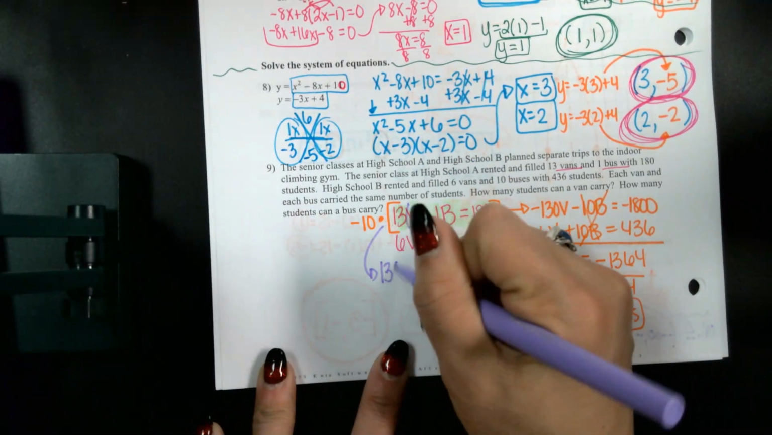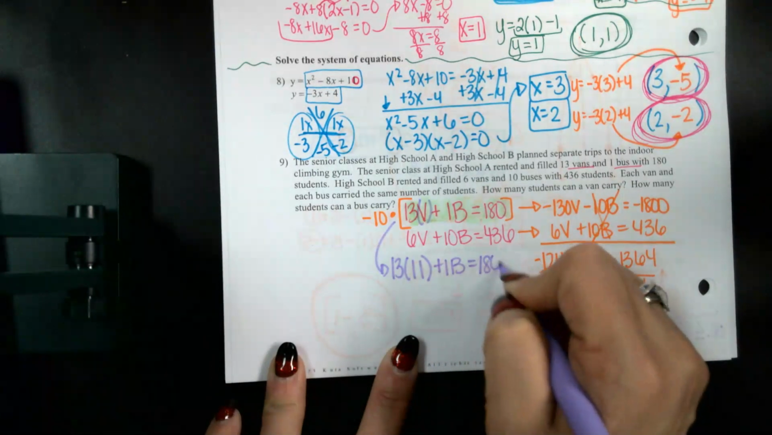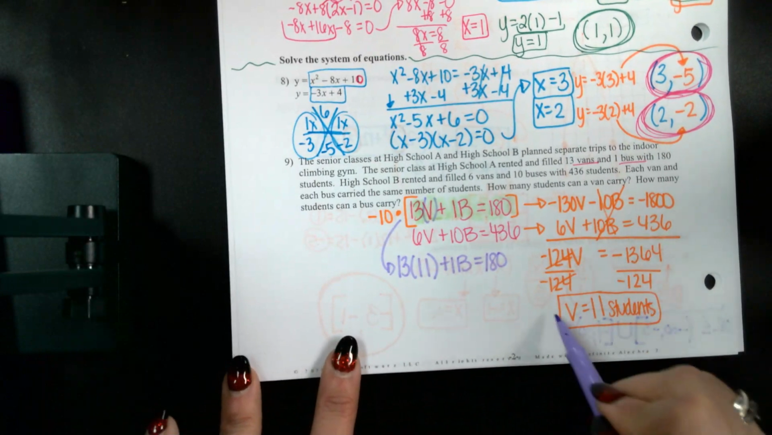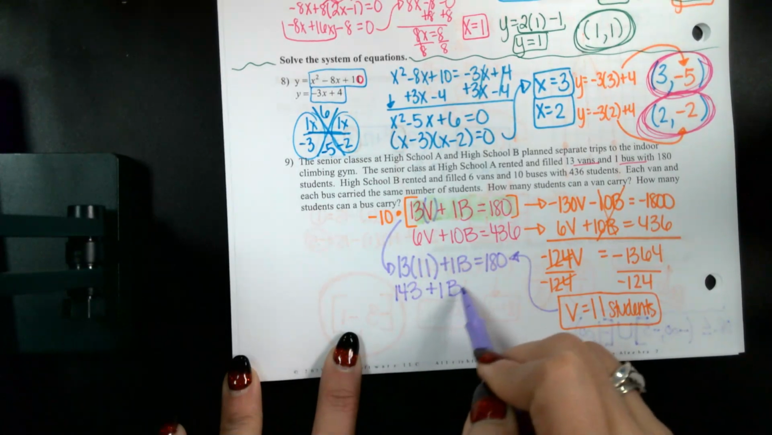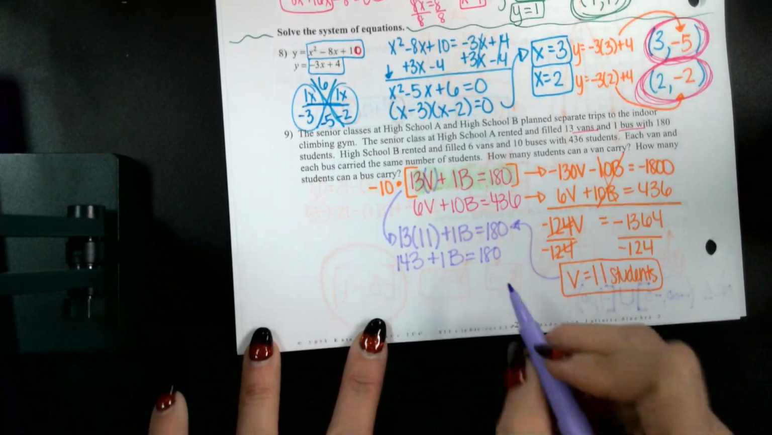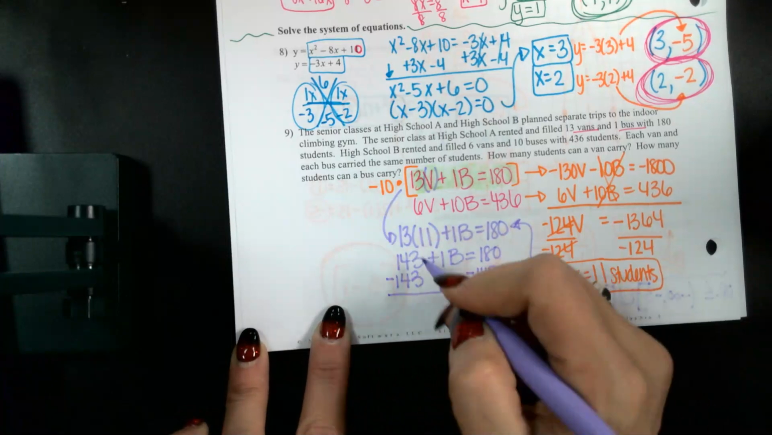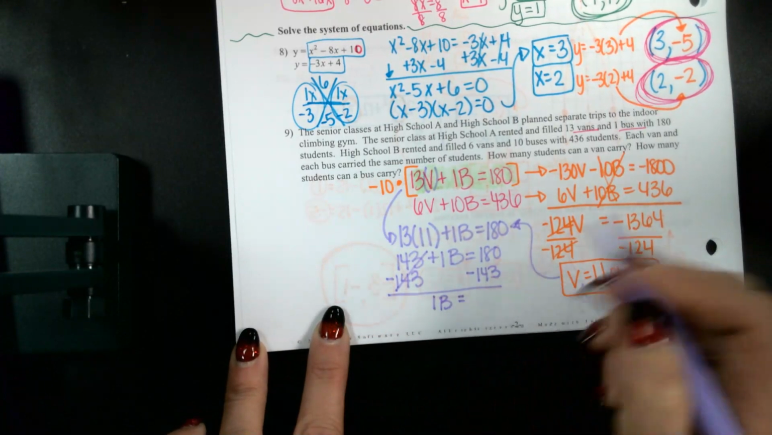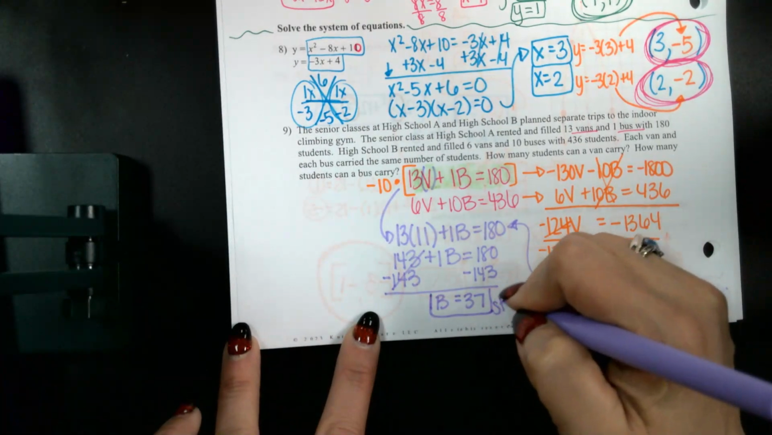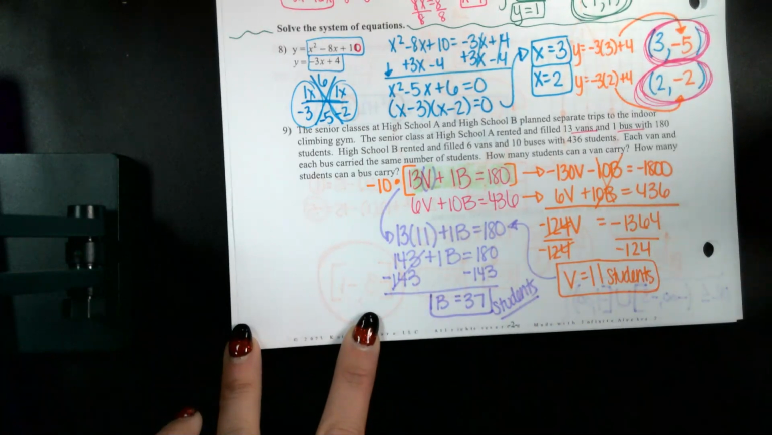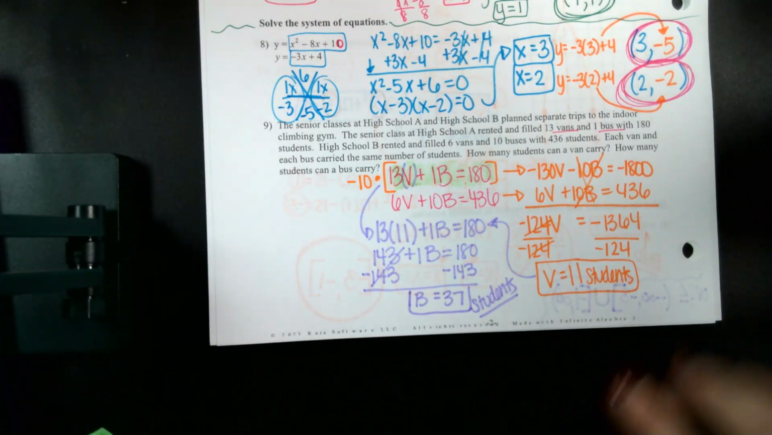So I would do 13 times 11 plus 1B equals 180. I just plugged it into the original equation. And then we'll just subtract 143. 37. So that means that 37 students will fit on each bus. And then that problem's done.